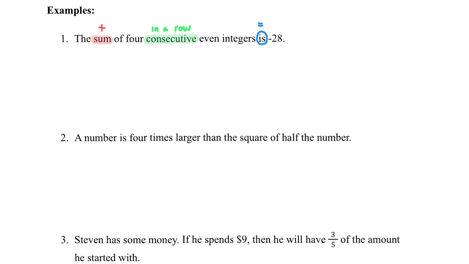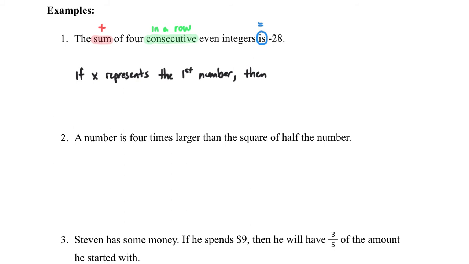Okay, so how do we do this? Well, first we're going to define our variable. 99% of the time, we're just going to use x. And in this case, we don't know any of the 4 numbers, so we're just going to let x represent the first number. So this is how we're going to write this down. If x represents the first number, then, okay, and now we're going to start writing our equation.